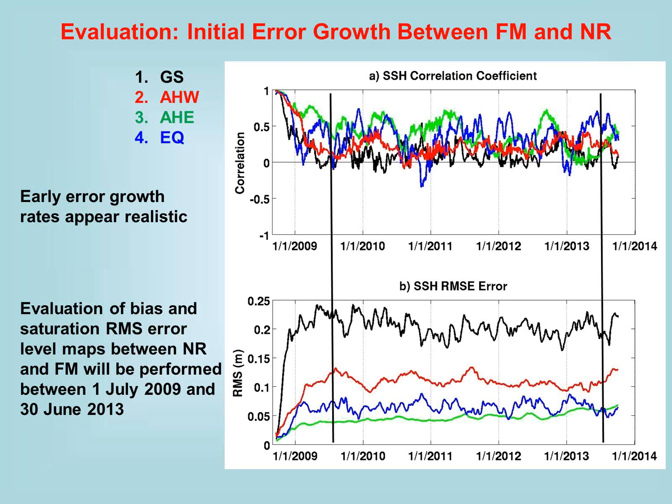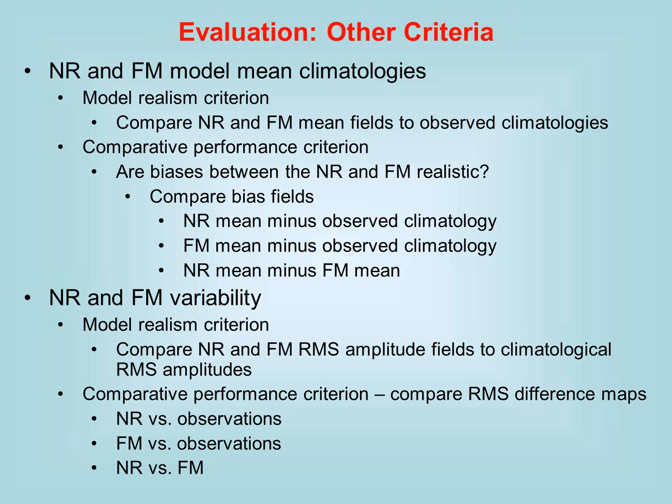Okay, so for the evaluation criteria, I'll be looking at maps of mean climatologies from both models. I'll compare those to observed climatologies. The performance criterion I'm looking for is that the biases between the nature run and forecast model are realistic, similar in magnitude to biases between the models and the true ocean. So I'll be calculating biases, looking at the difference between the nature run and observed climatology, the forecast model and observed climatology, and the difference between the two models. Now these should be similar in magnitude if we have a reasonable nature run.